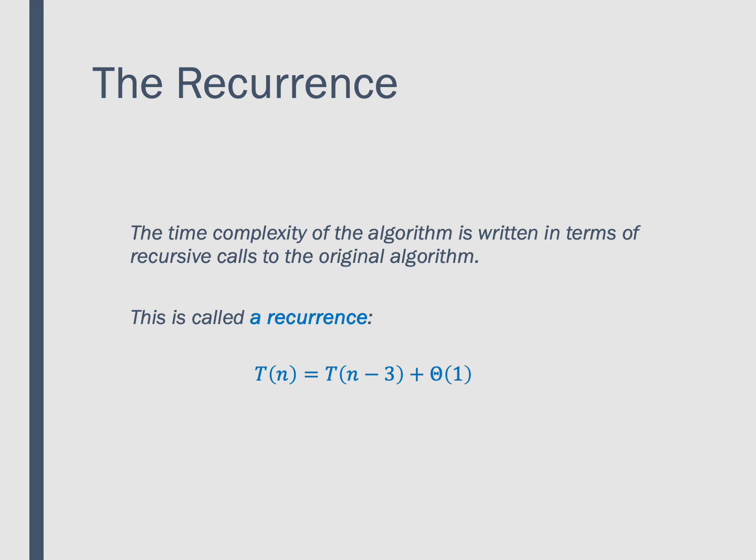So this equation tells us that to compute T(n), we must first compute T(n-3), then add the constant time taken for the current function call. And this process continues until we reach a base case where no further recursion is needed.